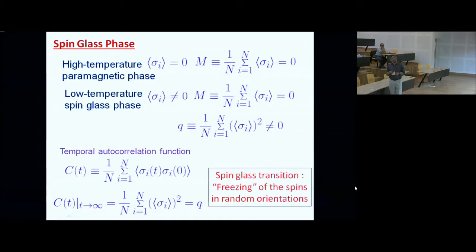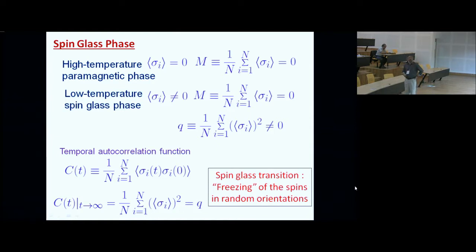The low temperature phase has these thermal averages being non-zero. So the spins are frozen. But some of them are frozen in the up direction, some of them in the down direction, and so there is no net magnetization. Equal numbers of spins are frozen in the +1 direction as compared to the -1 direction.